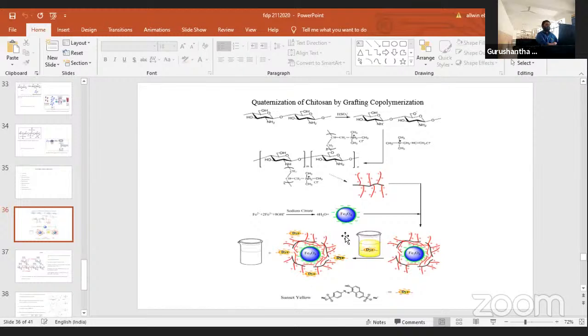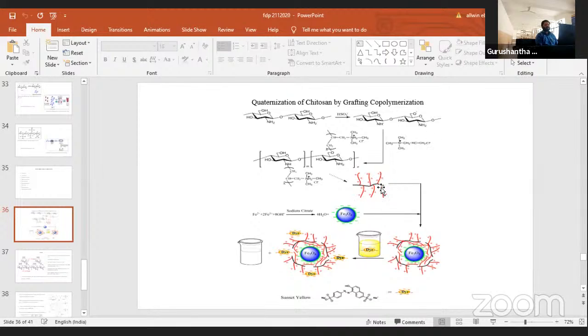This is one kind of quaternization of chitosan using the graft polymerization process. In this process, one hydrogen atom present here on the chitosan will be replaced by using a free radical. With the help of this free radical, you can make an unstable chitosan molecule, which has a free electron here. Then, with the help of adding this ammonium salt, a quaternary ammonium methyl salt, based on this addition, we can develop positive surface charge molecules.